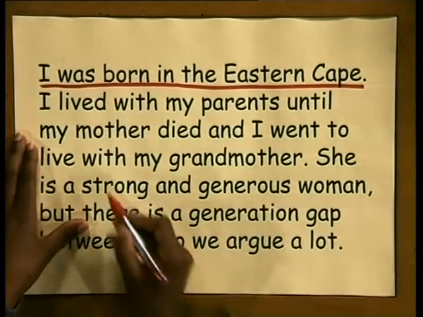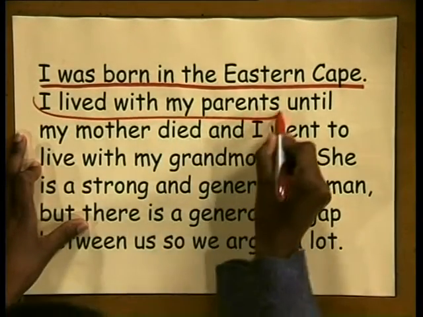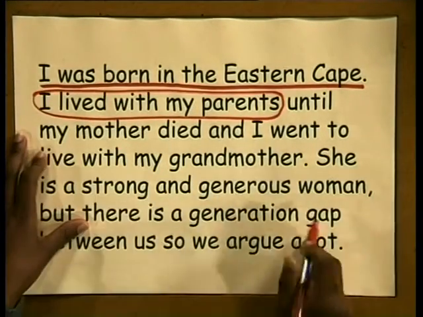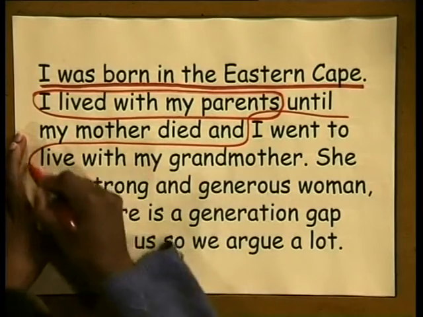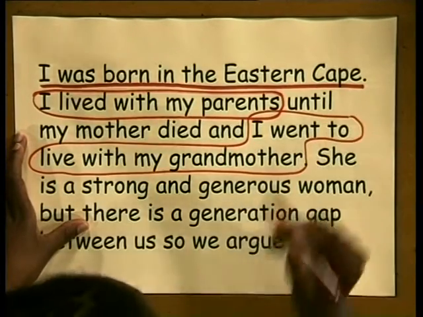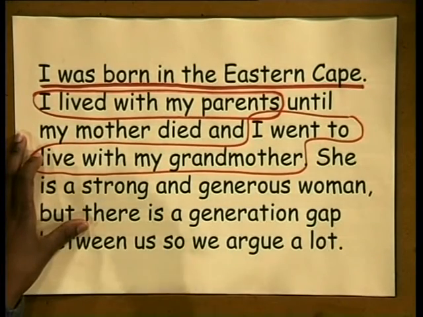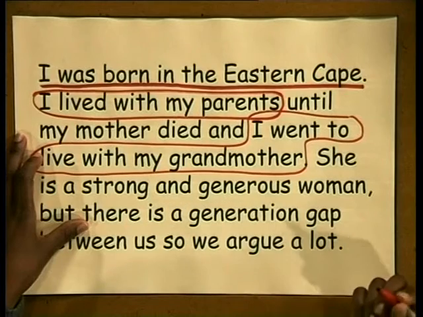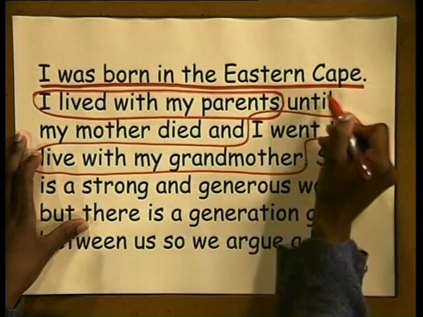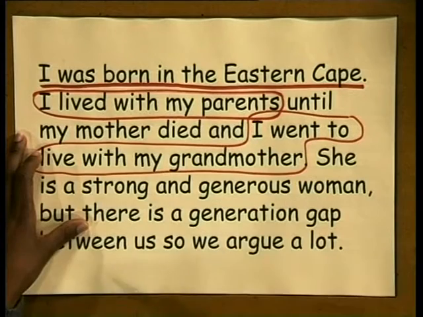Firstly, let's look for the two main clauses. And here they are. I lived with my parents and I went to live with my grandmother. And do you see here that we've linked what were our simple sentences with the words until and to show what happened first and what came after.